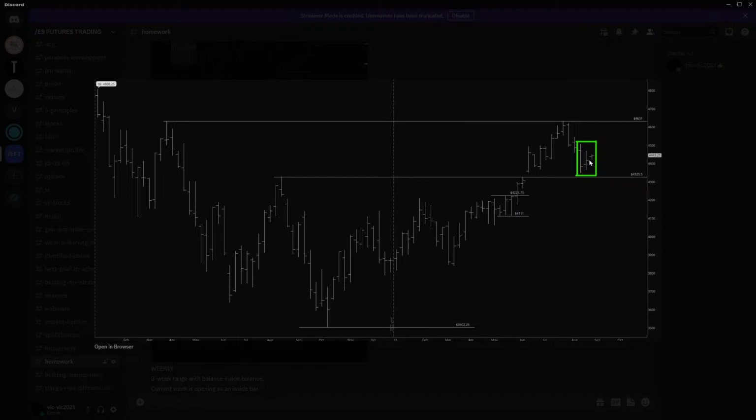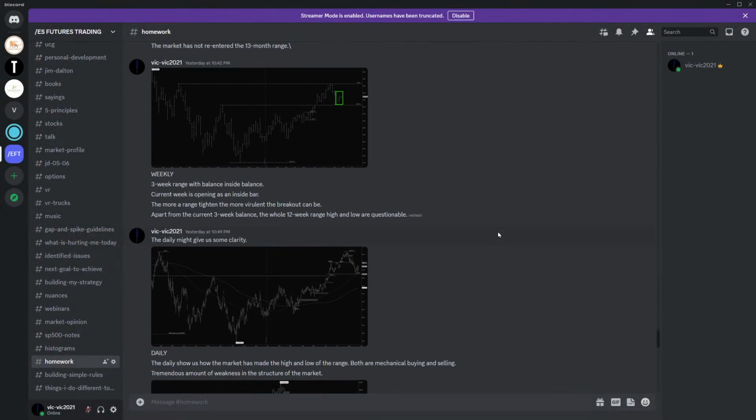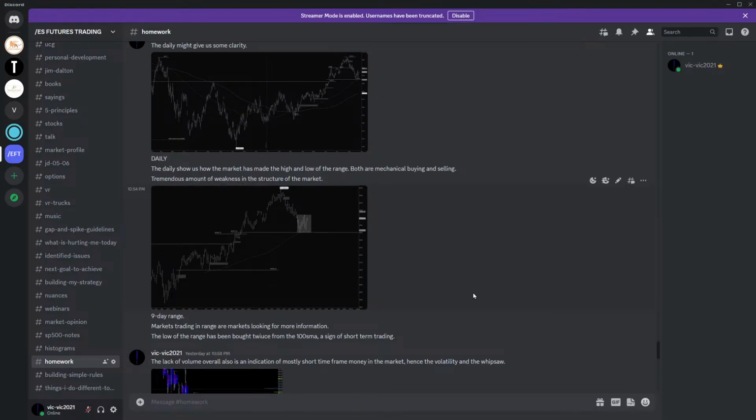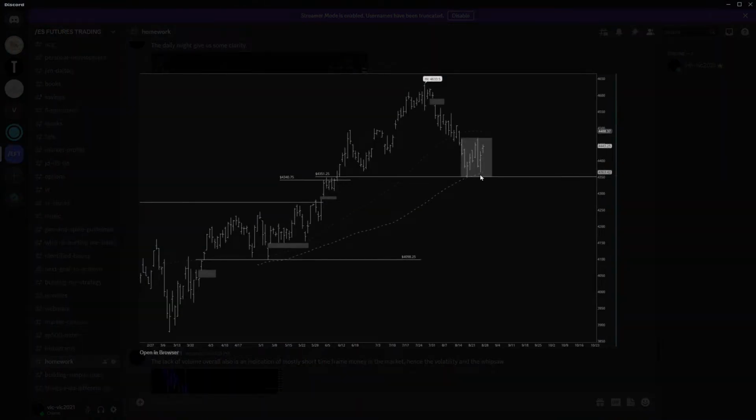When you have balance, or when you have an inside bar, you usually go with the breakout of the inside bar, preferably in the direction of the trend, right? The trend to the downside. But there is something here. There was something very, very important that also caught my attention. We can see the daily twice has been bought from the 100.